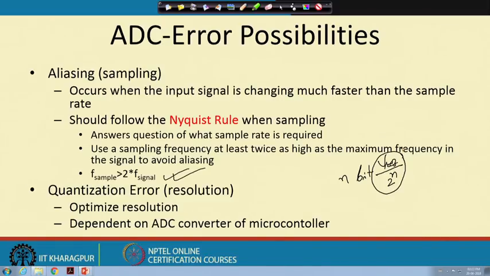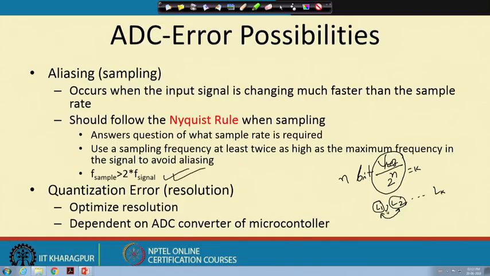If these levels are named L1, L2 up to say LK, between L1 and L2 there is a change in voltage. Any analog signal which lies between L1 and L2 is quantized as equal to L1. Similarly, anything lying between L2 and L3 will be quantized as L2. So naturally it introduces error. This error is the quantization error.